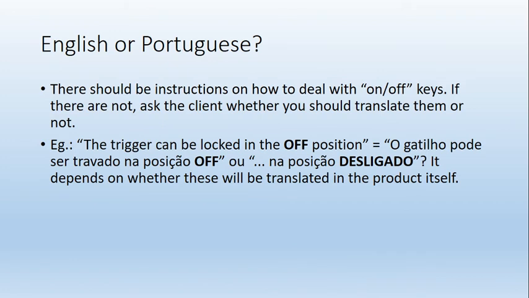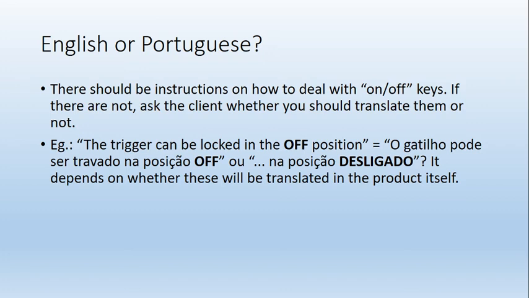Well, English or Portuguese in some cases. There should be instructions on how to deal with on-off keys. If there are not, ask the client whether you should translate them or not. Example, the trigger can be locked in the off position. O gatilho pode ser travado na posição off ou na posição desligado. Well, it depends on whether this will be translated in the product itself.